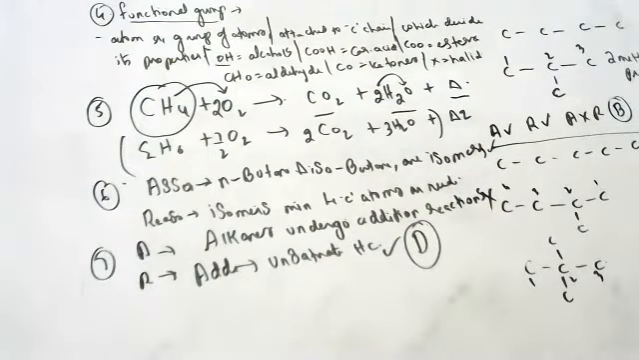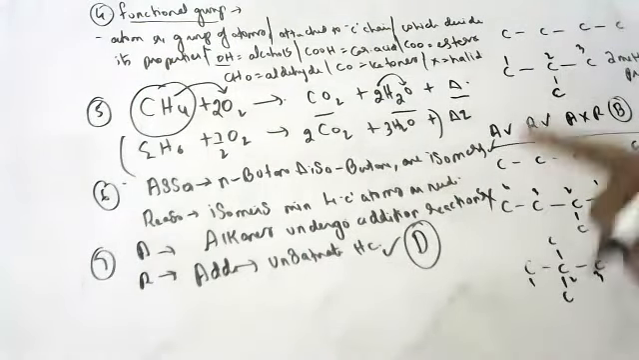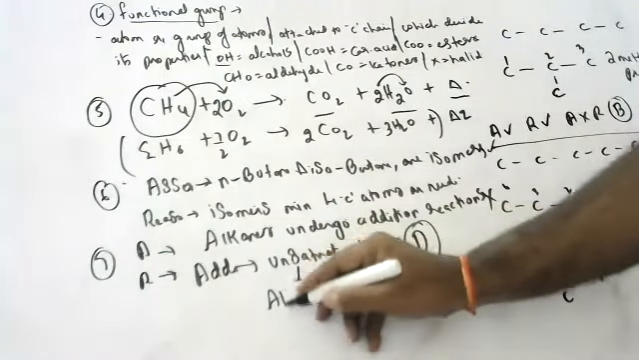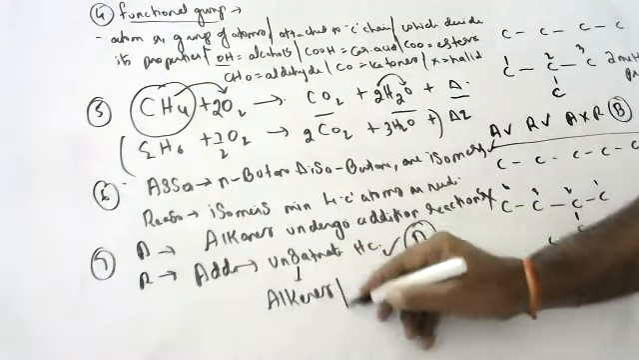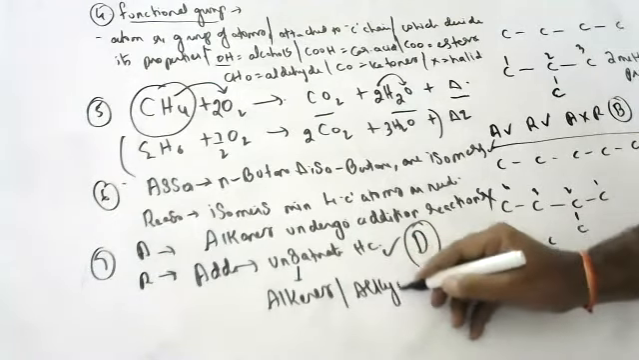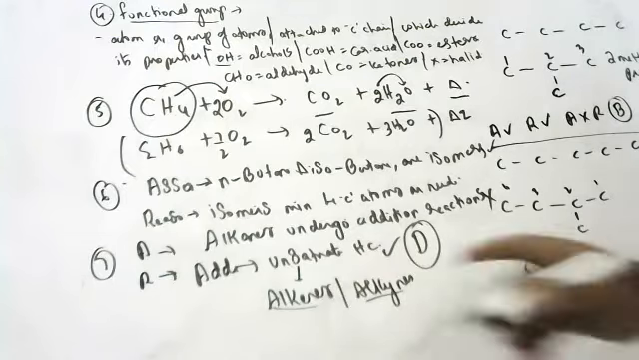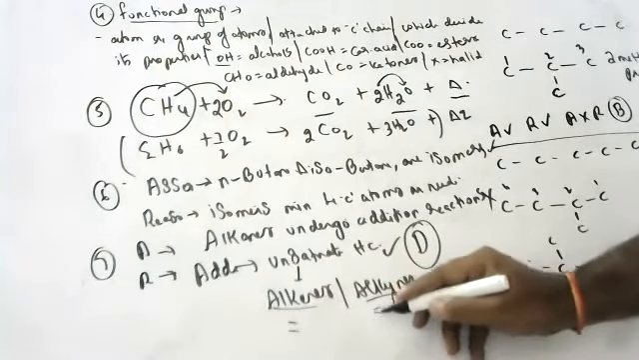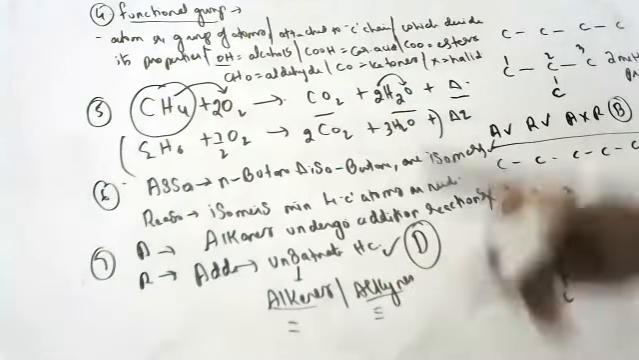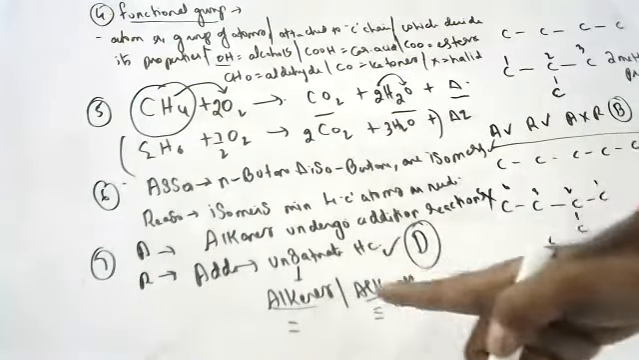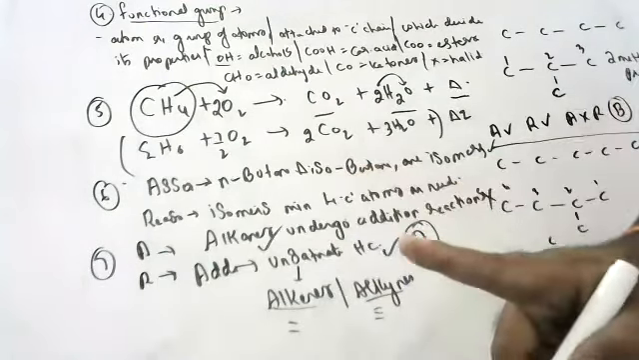Okay. So children, addition reactions only unsaturated hydrocarbons will undergo. Who are unsaturated hydrocarbons? Alkenes and alkynes are called unsaturated hydrocarbons. Why are they called unsaturated hydrocarbons? Because they have double bonds and triple bonds. They only undergo addition reactions.